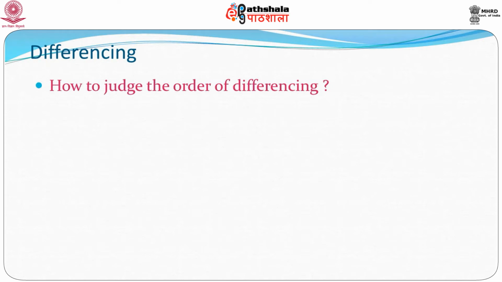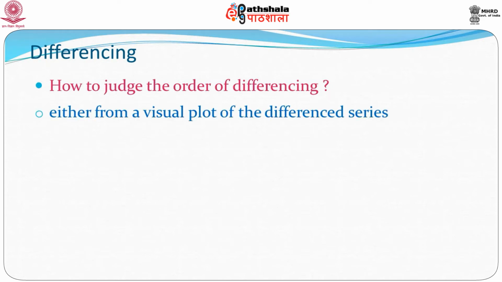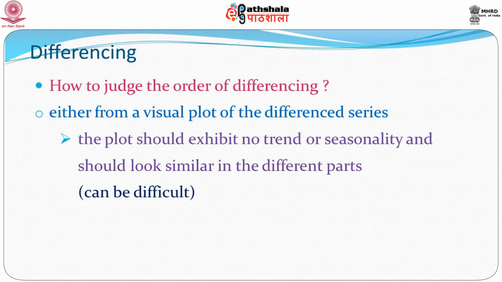Now, the differencing order can be judged either from a visual plot of the difference series or from the autocorrelations. If we have a stationary process, the plot should exhibit no trend or seasonality, and it should look similar in the different parts of it. Visually this can at times be difficult, particularly for inexperienced people, but once you get used to it, it is not so difficult to see whether you have been able to eliminate trend and seasonality.